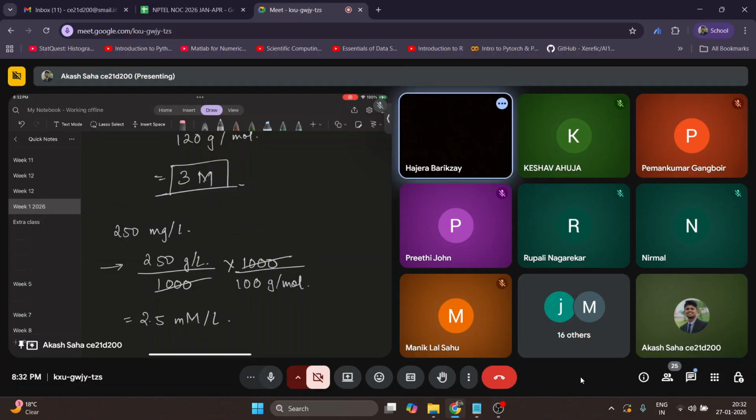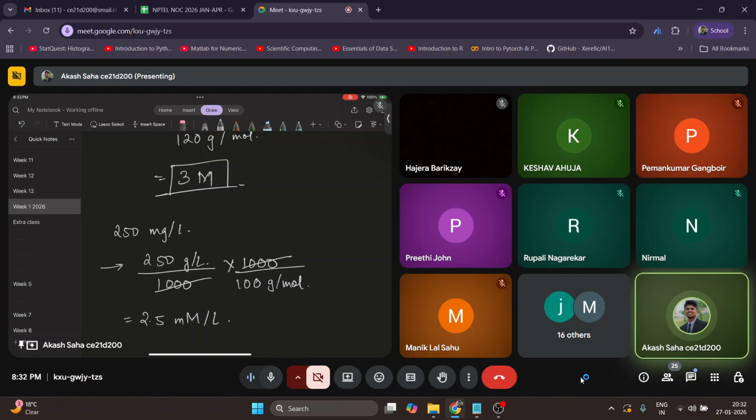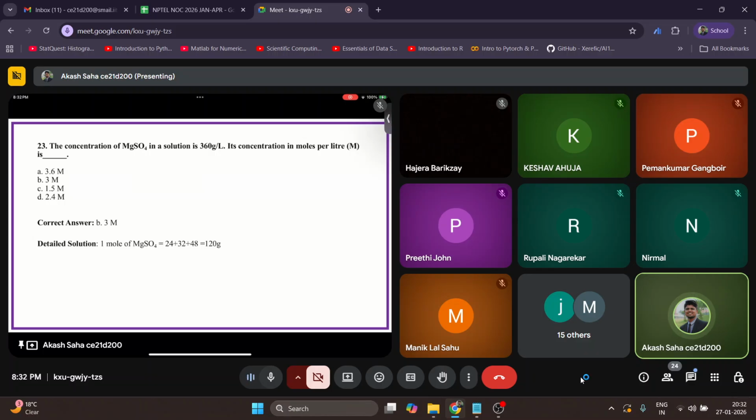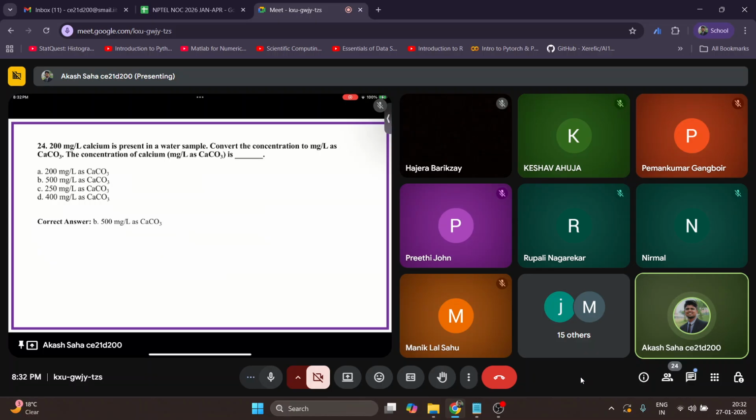Right? So 250 milligram per liter, we are writing 250 by 1000. But we need the answer in millimolar also. So we will multiply by 1000 and divide by the molar mass. So it is 100 gram per mole. So it is 2.5 millimoles per liter, or 2.5 millimolar. You can just write 2.5 millimolar. Right? So these types of conversions are a little tricky. I have shown the answer already here.